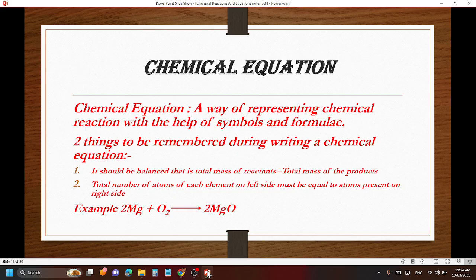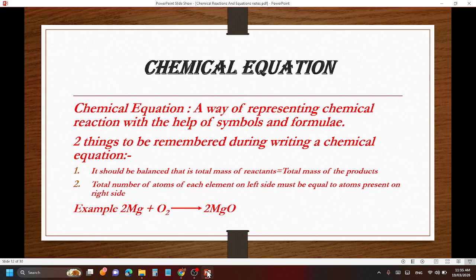It's a little bit confusing, as you have to learn the element names and compound names by heart. But it is an easier method to represent a chemical reaction rather than wasting our energy writing this much. So this is a chemical equation. The definition is a way of representing a chemical reaction with the help of symbols and formulae. After this, we will see two things to be remembered while writing a chemical equation.